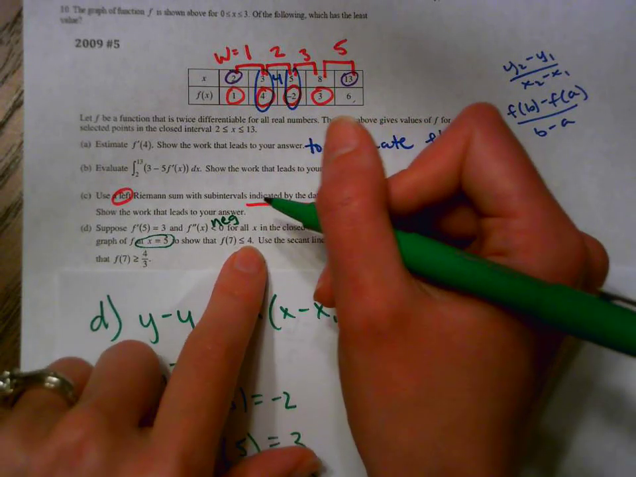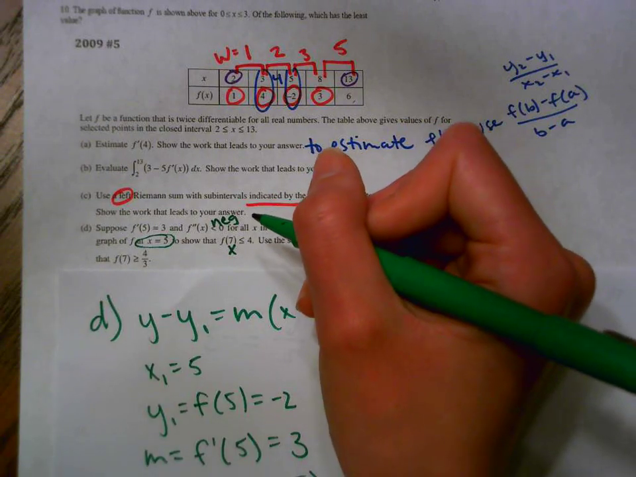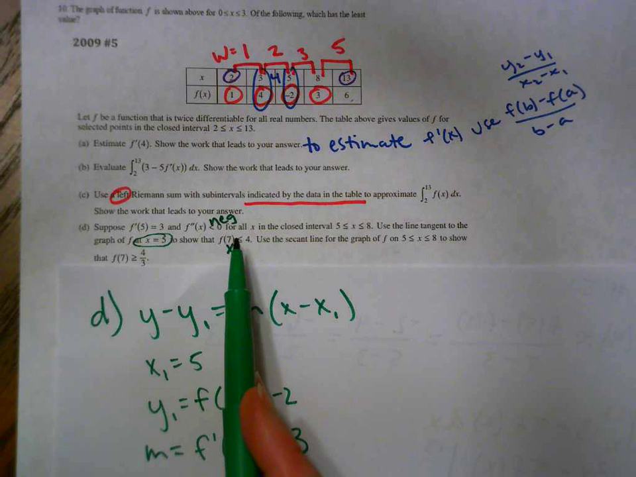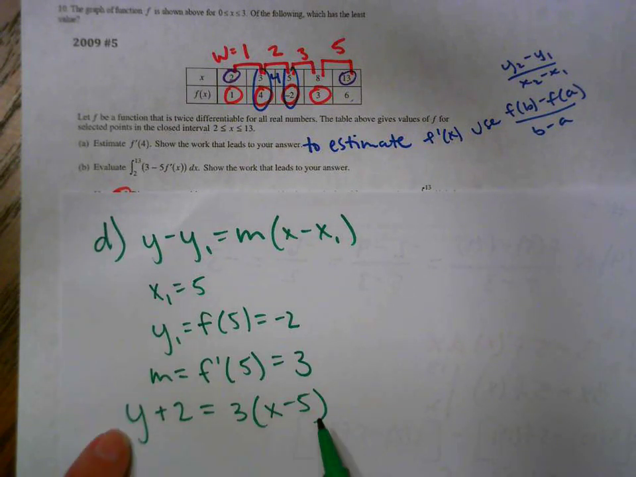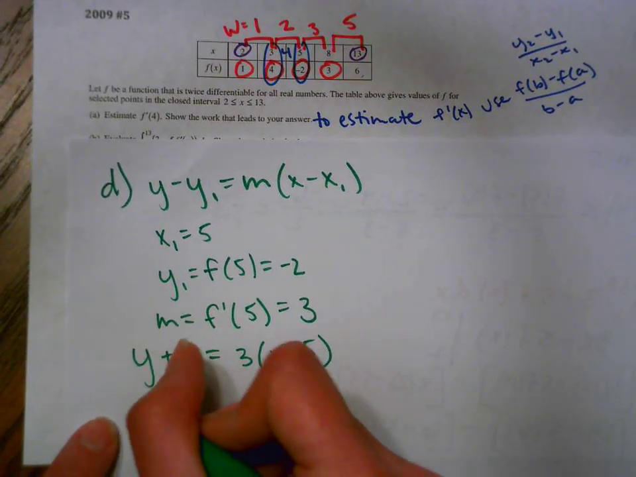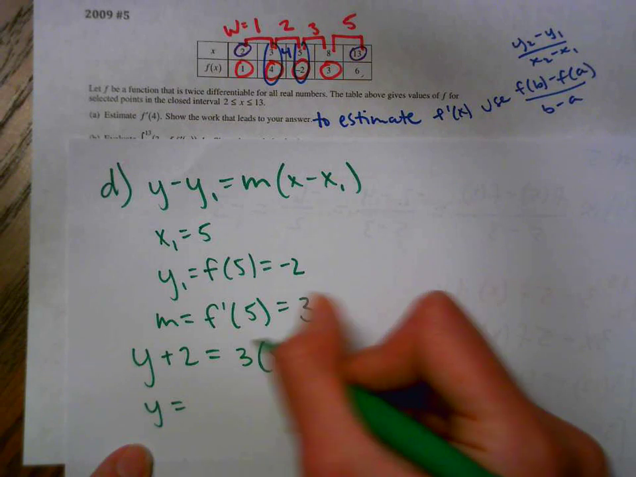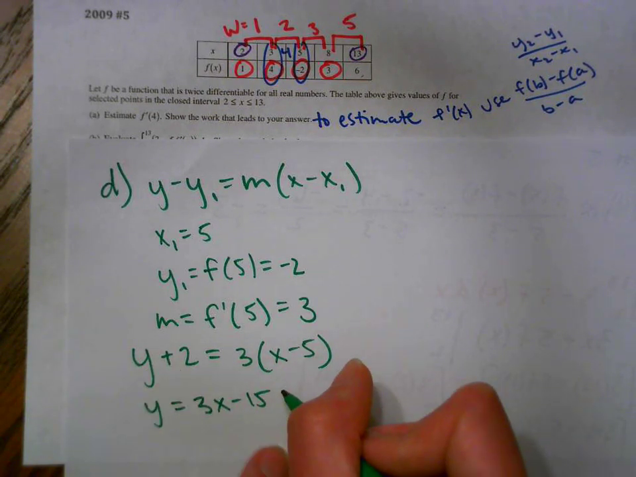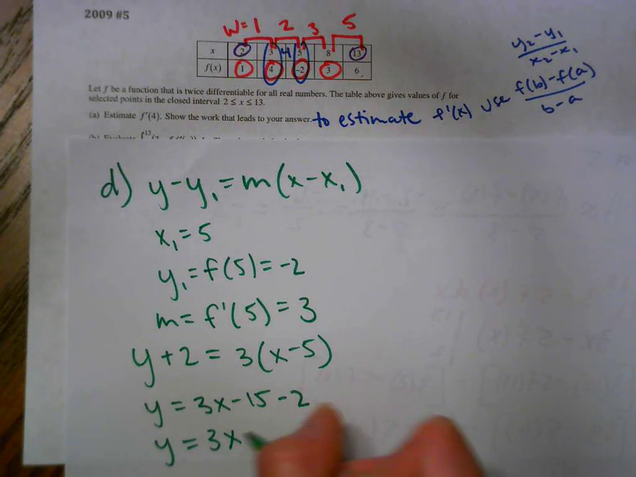So don't worry about this less than or equal to 4 yet, but that means your x value is 7, correct? So we're going to use our tangent line to approximate f of 7. So we're going to plug in 7 for x. And you could do that here, or you could solve this for y. It might be easier. So let me go ahead and move this 2 over, and I'm going to distribute my 3. So that's 3x minus 15, and then I'm going to do minus 2. So my tangent line is 3x minus 17.